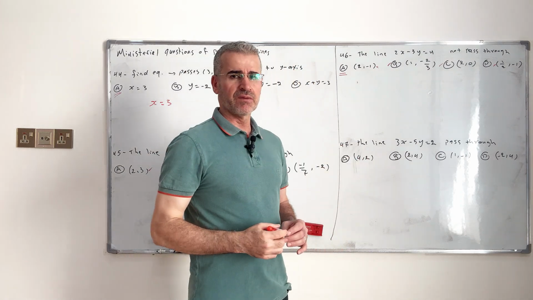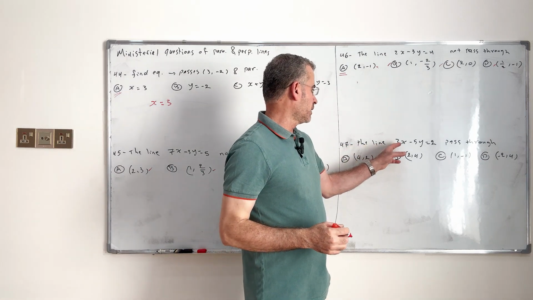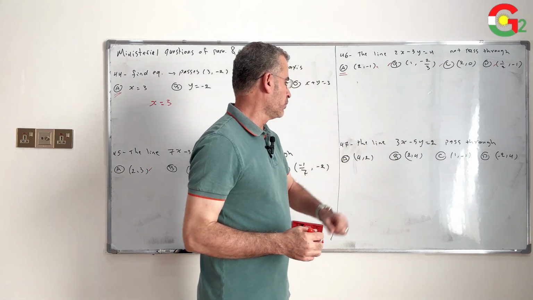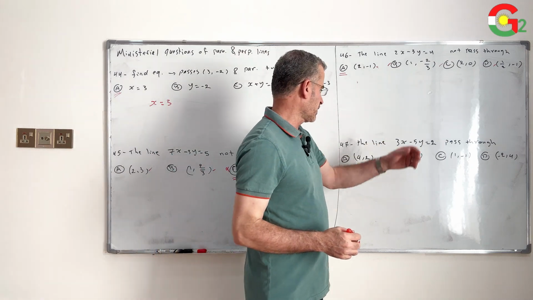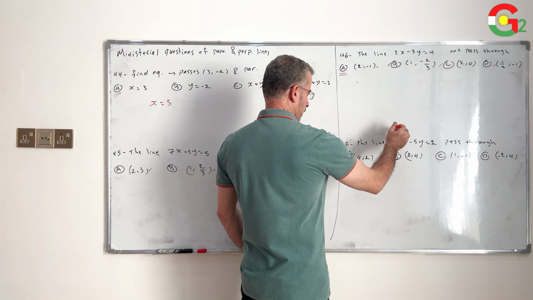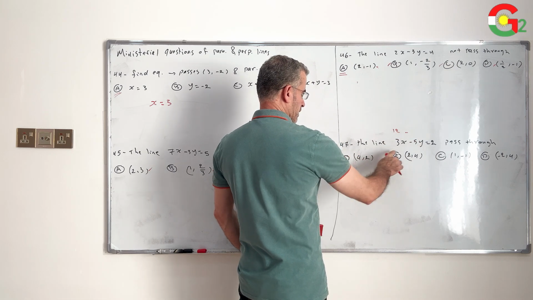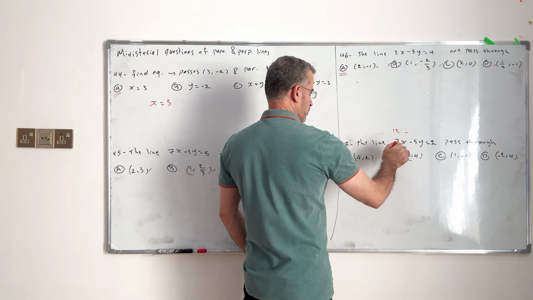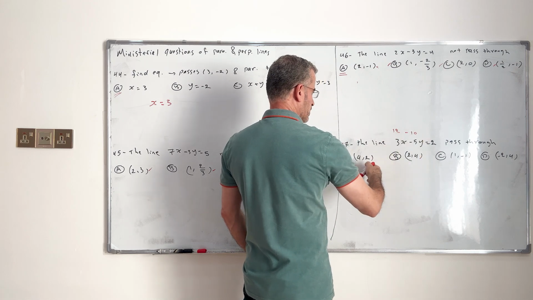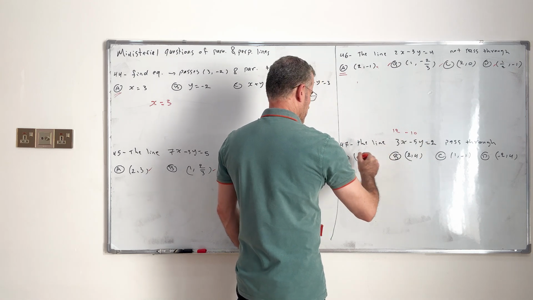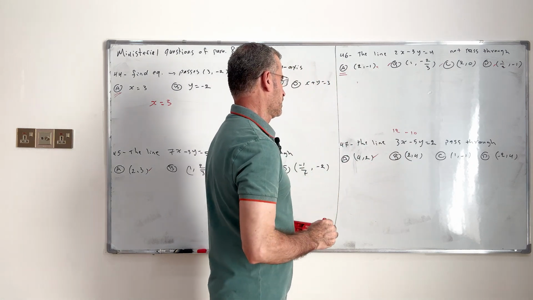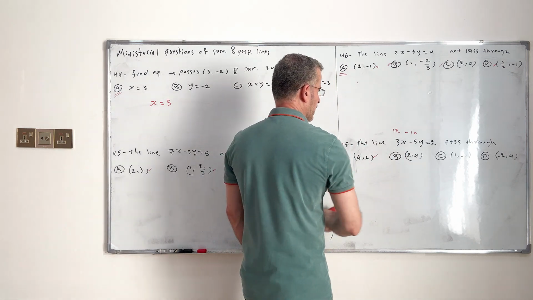Question number 47. The line 3x minus 5y equal to 2 passes through which point that satisfies this equation? Let me see. 3 times 4, 12 minus 5 times 2, 10. 12 minus 10, it is true. This point passes through this line. Let me check the second one.